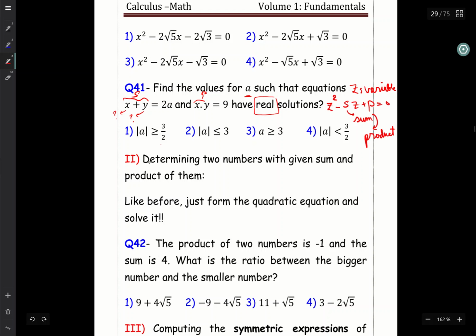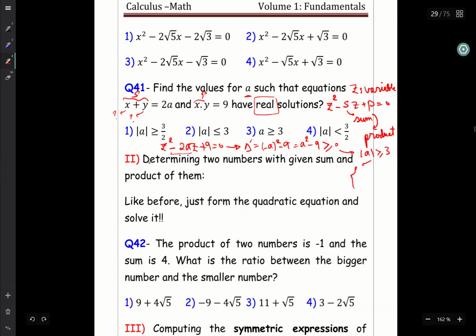So therefore our equation is z squared minus 2az plus 9 equals 0. And because we have a factor of 2 in the coefficient of z, I'm going to use delta prime, which is a squared minus 9. If we want real solutions, two distinct real solutions or two identical solutions, delta prime must be greater than or equal to 0. Therefore, the absolute value of a must be greater than or equal to 3.